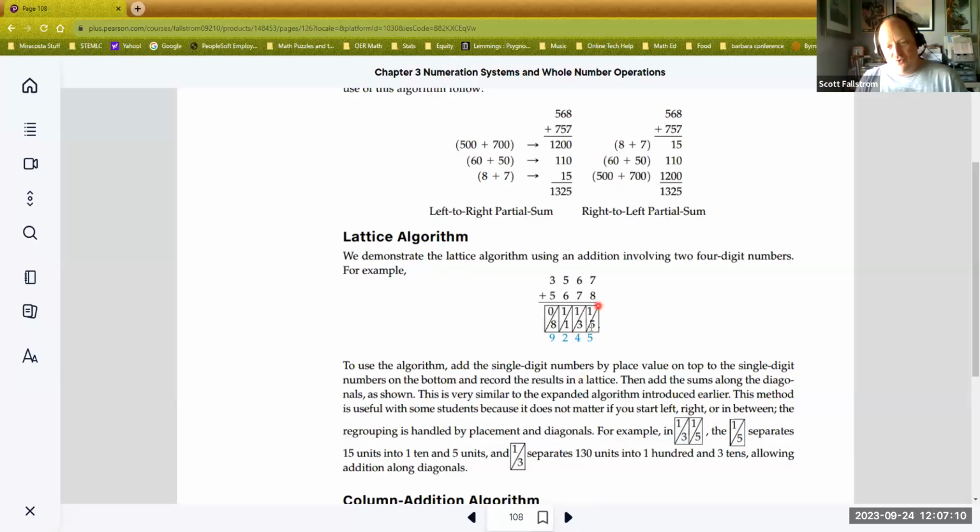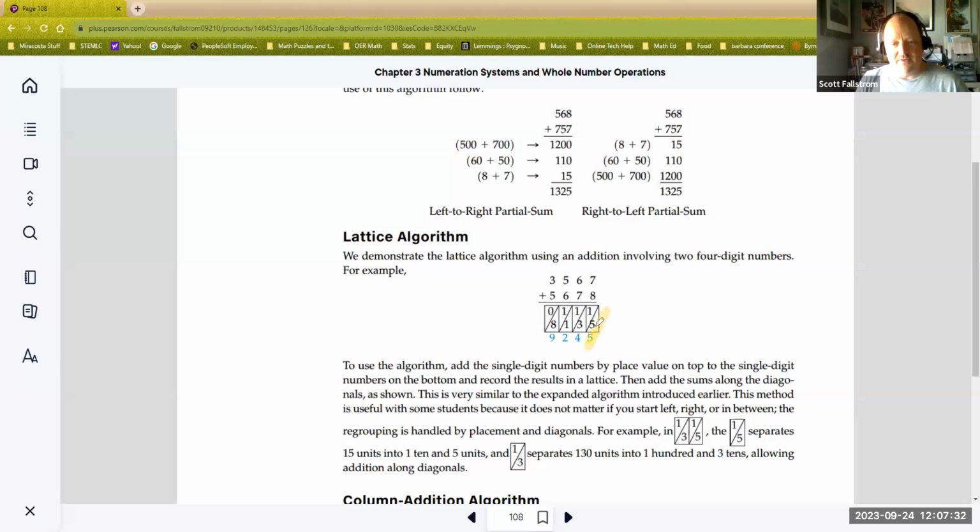A lattice is a grid structure. And the grid structure that you make, if you can see this, make a box under each one and put a line slashing like a diagonal. And so when you add, what you have is 8 plus 7 is 15. I put the 5 in the low box and a 1 in the top box. So what you get, and I'm going to try to shade this here, is you get place values.